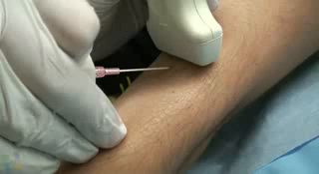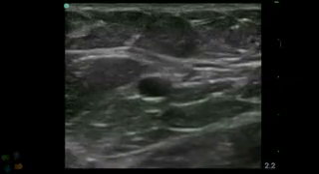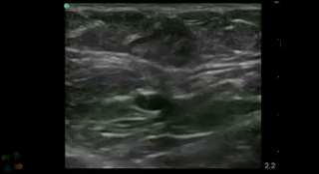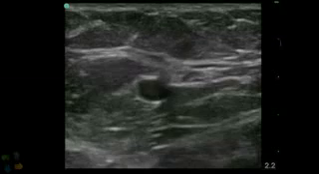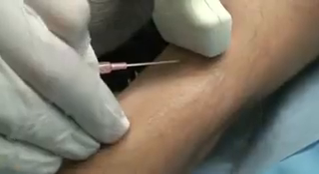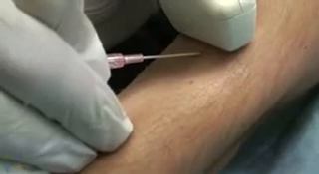It may be helpful to have an assistant position and stabilize the patient's extremity. Watch on the monitor as your needle approaches the vein. You should see the vein walls and surrounding tissue being compressed by the needle. Bouncing the needle gently can help you to locate the tip on the monitor. When in position, puncture the vein with firm pressure and observe for the flash of blood in the needle.